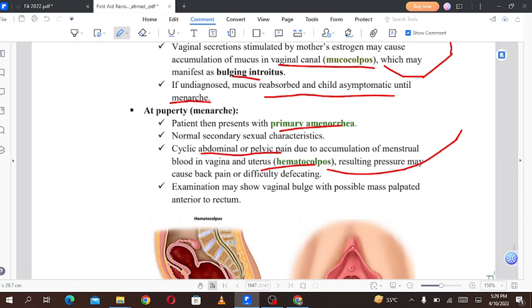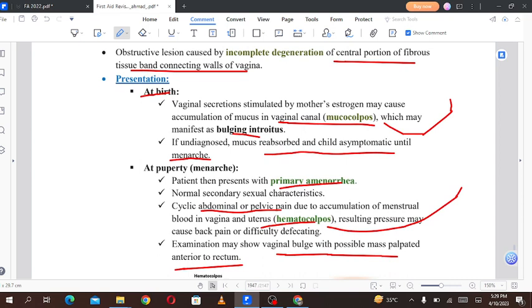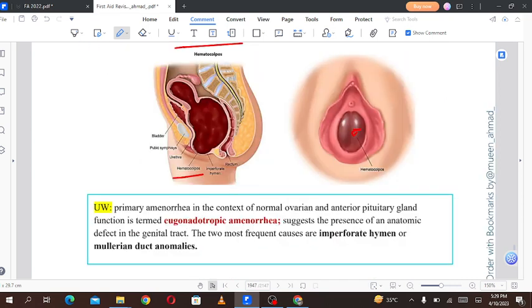Examination may show a vaginal bulge with a possible mass palpated anterior to the rectum. Here we have the hematocolpos, this is the bladder, then the pubic symphysis is over there, then the urethra and the hematocolpos, and the imperforate hymen is over there. The blood was supposed to leak out, but it cannot come out because of the imperforate hymen, so it is accumulating inside. Then we have the rectum. If we do a DRE, a mass can be palpated just anterior to the rectum. And this is the picture of hematocolpos.